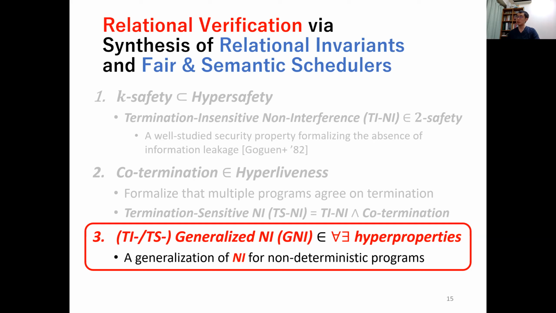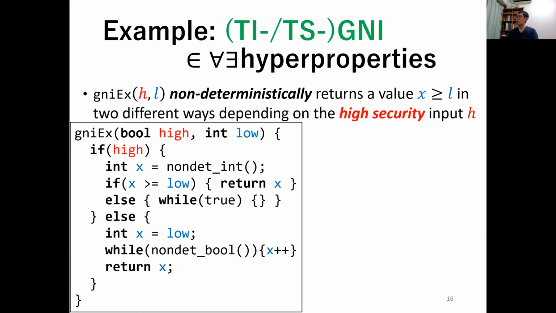Finally, we will look at a class of properties called GNI. GNI is a security property for non-deterministic programs. Essentially, it says that if there is an execution that exhibits a certain output, then for any other high security input there exists a corresponding execution that could exhibit the same output.